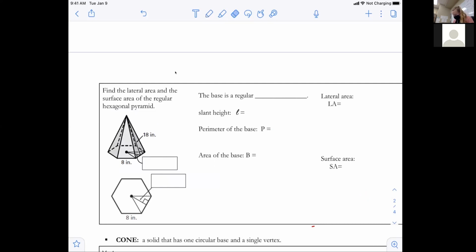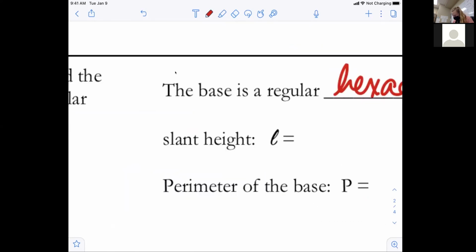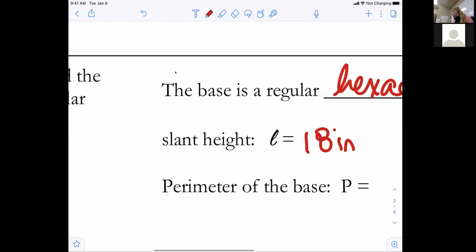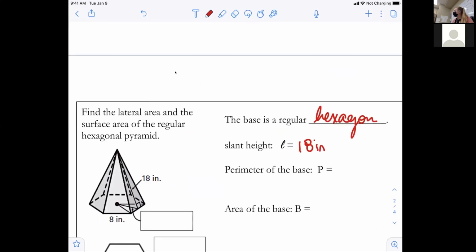So I've got my base is a regular hexagon. My slant height is 18. My perimeter is also super easy. All the sides are 8 and there are 6 sides, so 8 times 6 is 48. So I'm killing it on the first two.